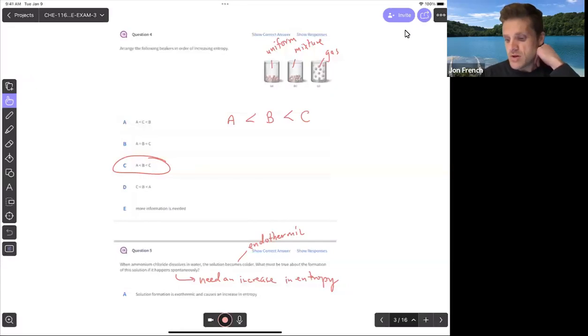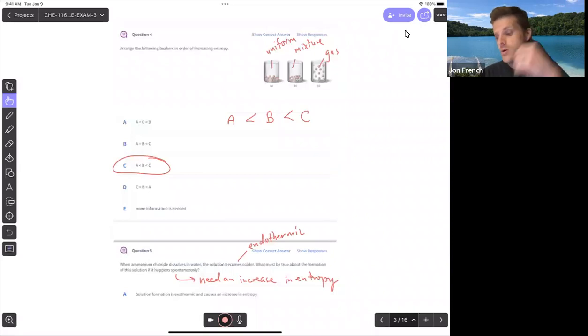All right, so we're going to start with question 5. Question 5, I've gone over this a few times in office hours. I was kind of joking about it because I think I drew it out about 3 different times just today alone. So when ammonium chloride dissolves in water, the solution becomes colder.